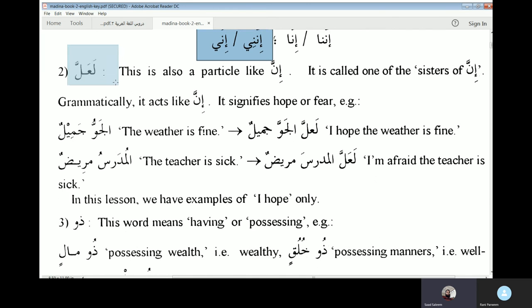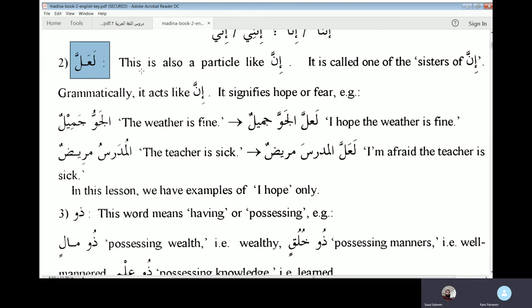Next, la'alla. Read this. La'alla is also a particle like inna. It is called one of the sisters of inna. Sisters of inna means all the rules of inna will be applied on la'alla also. Grammatically, the meaning of la'alla is hope or fear.